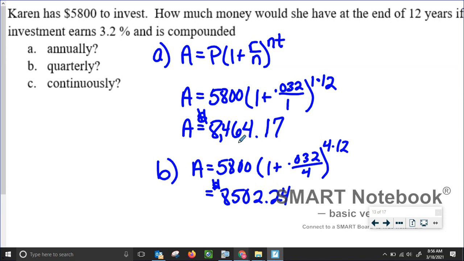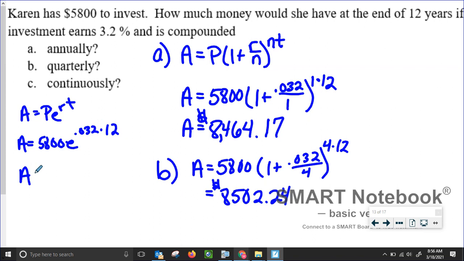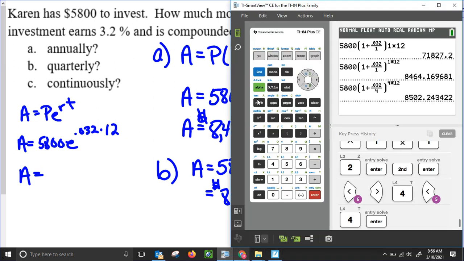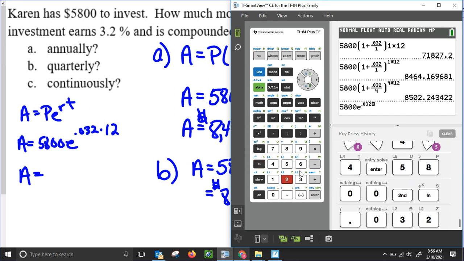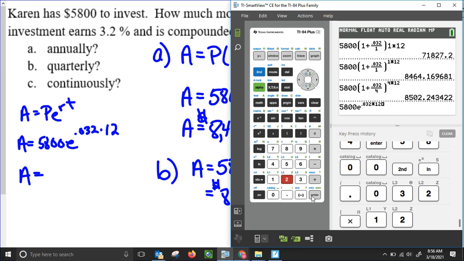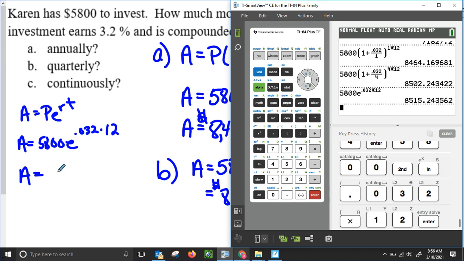Finally, C says continuously. For continuously we use Pert. So A is equal to, I still start with $5,800, e to the 0.032 times 12. So 5,800 times e to the 0.032 times 12. Bam. We get 8515.24.